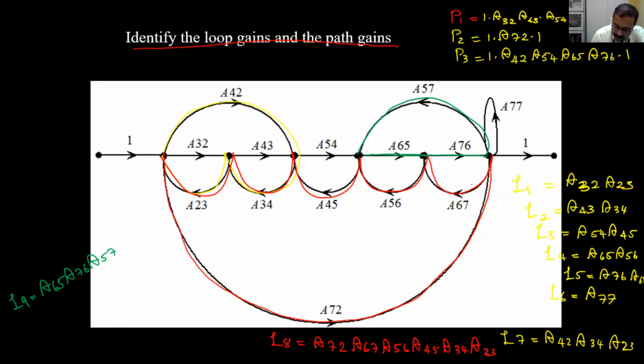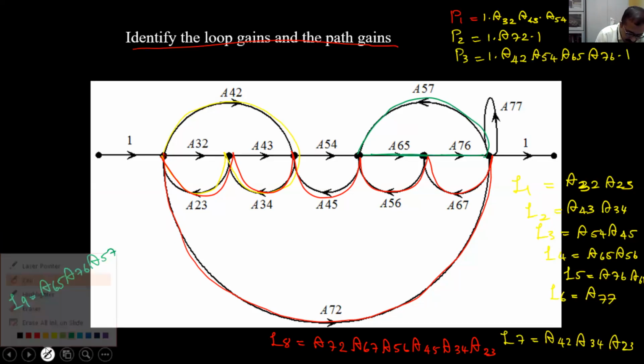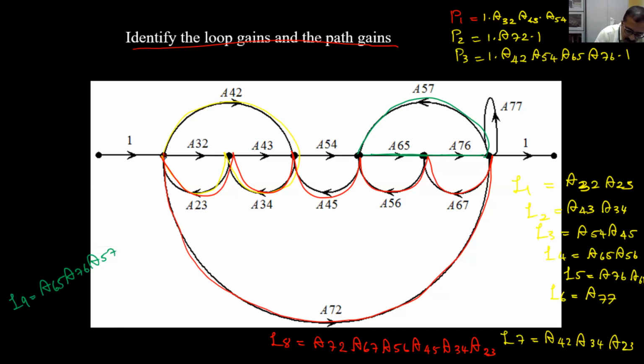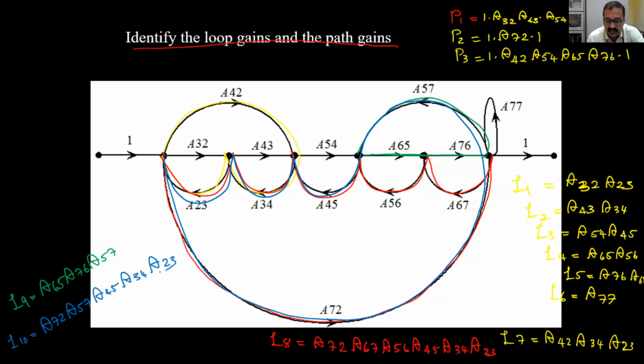Yes. A72, A57, 4,5; 3,4; 2,3. So this possibility is also there. Okay. So the 10th loop will be A72, A57, A45, A34, A23. Okay. So these are the 10 loops in this signal flow graph. So this has got 3 forward path gains and 10 loop gains. Okay. If you miss one of the loop gains, your total transfer function will be wrong.